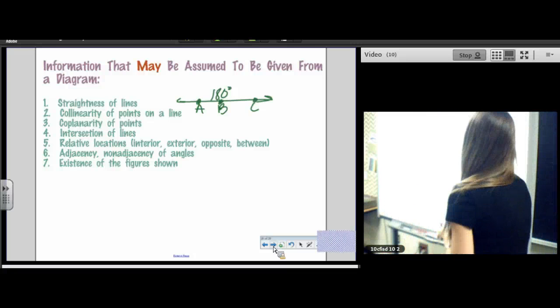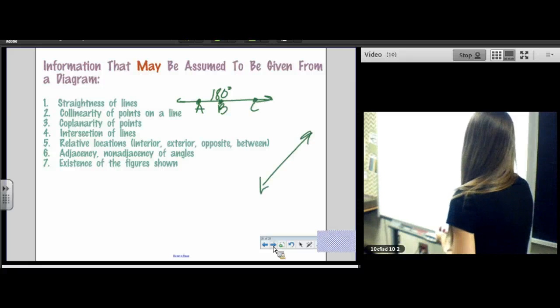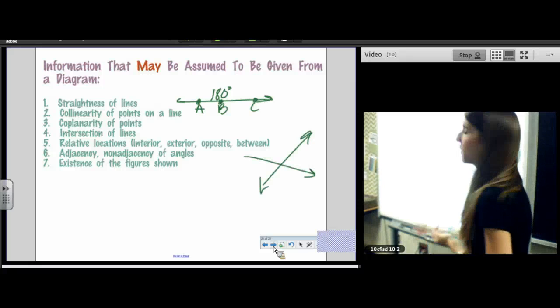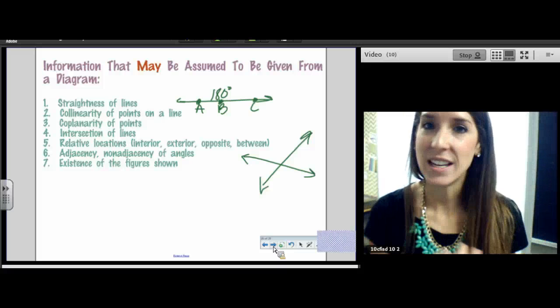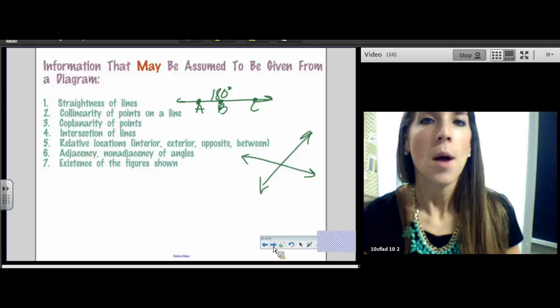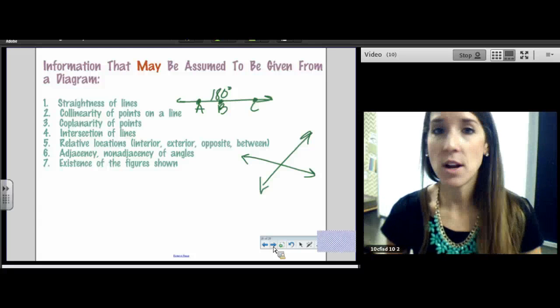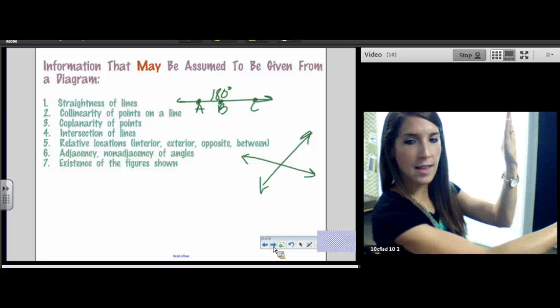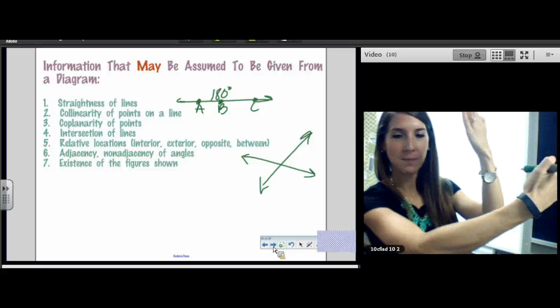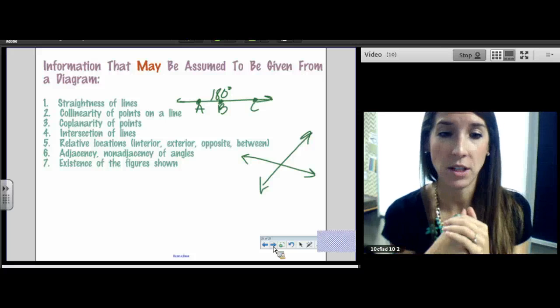Intersection of lines. If you see two lines crossing, it's not a figment of your imagination. They really are crossing. Now, you can't assume they're crossing at 90 degrees, but if they look like they cross, I'm not trying to trick you. There's not one in front of the page and one behind the page, like this. Anyways, if they look like they cross, they really do cross.